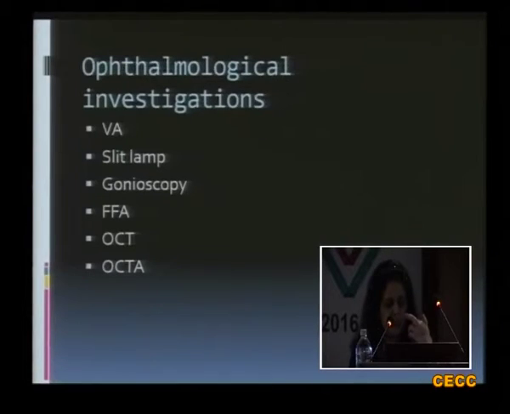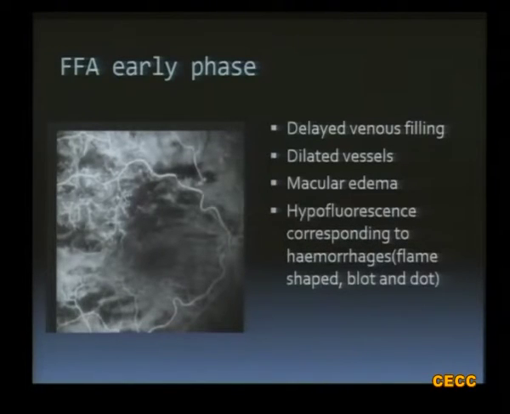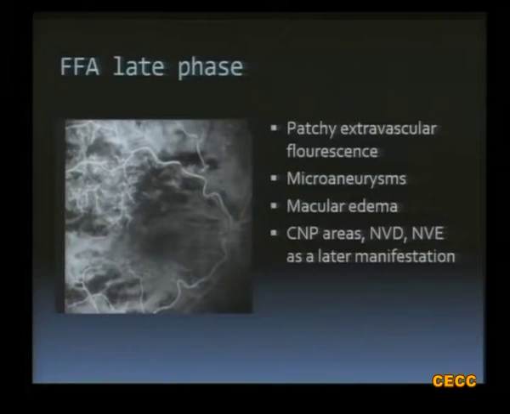Now, the imaging techniques would be angiography and OCT. An angiography in the early stage will show a delayed venous filling. Because of autoregulation, there would be dilated vessels. Then there would be macular edema. Then there can be hypofluorescence corresponding to hemorrhages, either flame-shaped or blot and dot, depending on the type of hemorrhages. In the later phases, there will be patchy extravascular fluorescence because of the dye leakage. There would be microaneurysms, macular edema, and if it's a late manifestation, then CNP areas, NVD, NVE.